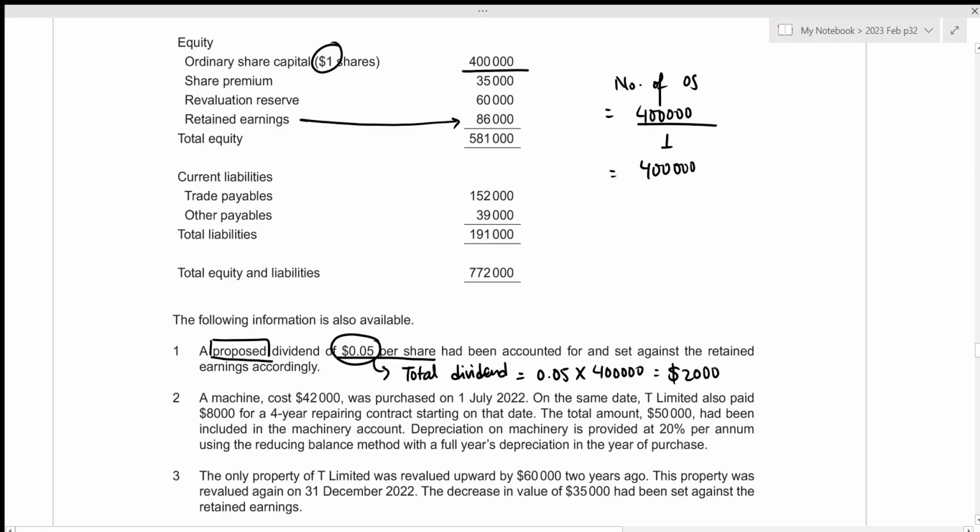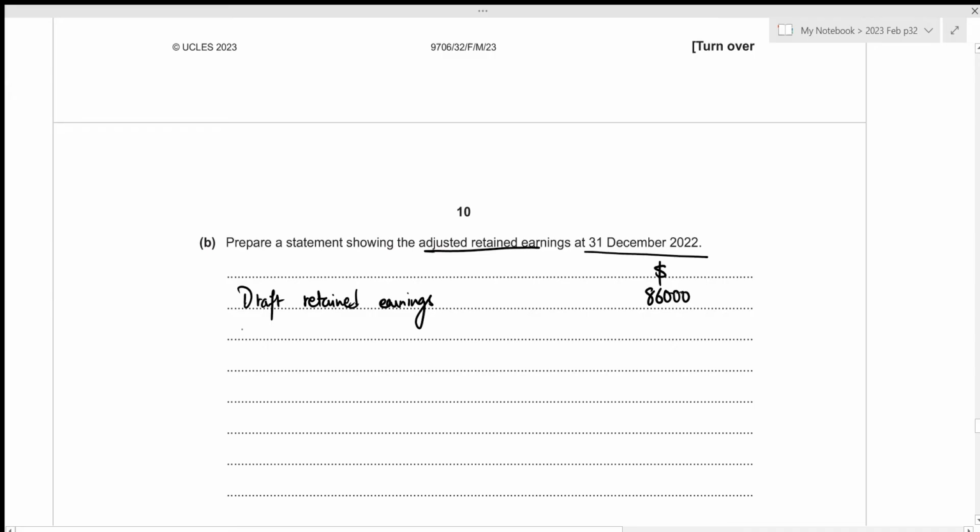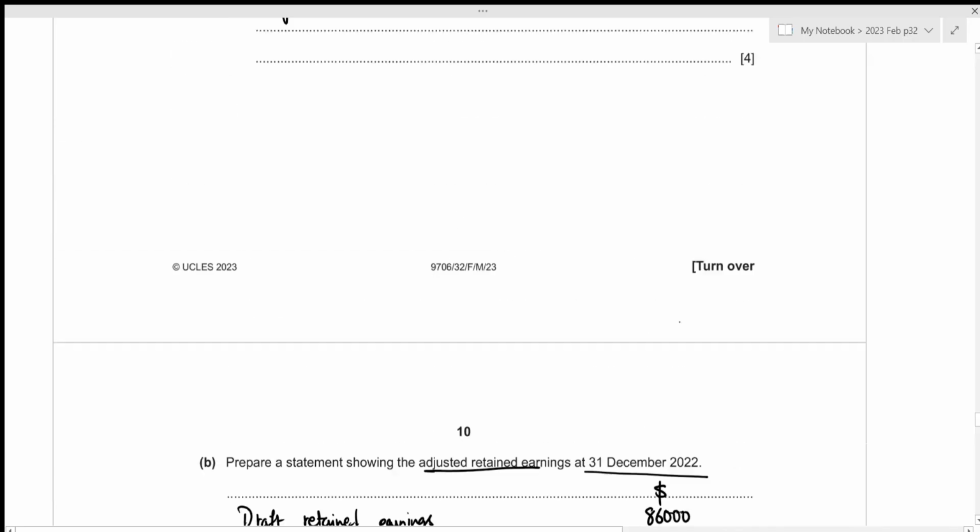While setting dividends against the retained earnings, remember that we always subtract it, right? But in this case, we've already subtracted it, which should not have been the case. So in order to reverse this effect, we're just going to add this amount of 20,000 back to our retained earnings, because this is a proposed dividend. Let's write it down. So that's our proposed dividend, which was of 20,000. Okay, we are done with the first information.